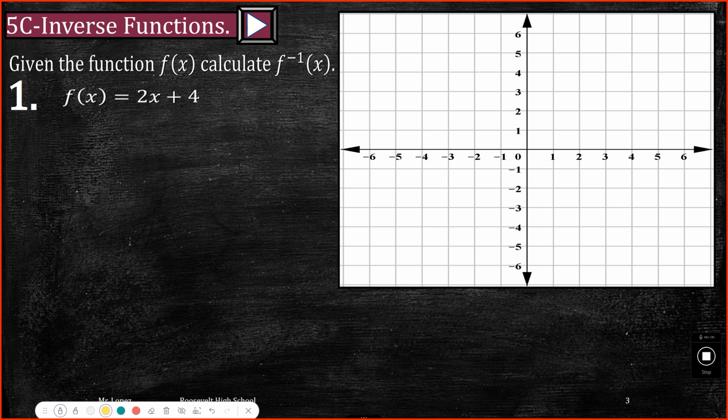Alright, let's go. Let's finish this thing. Lesson 5C, inverse functions. So given function f of x right here, calculate f inverse of x.